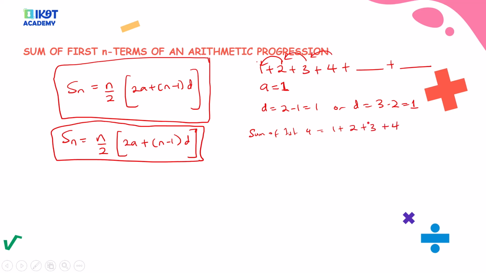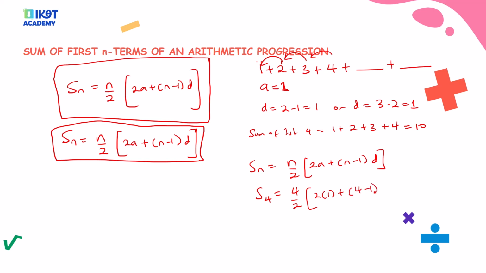But still, we can now use our formula. Sn = n/2 (2a + (n - 1)d). So we're going to find the sum of the first four, where n is 4. So here 4 over 2 into 2a, where a is 1, plus (4 - 1) times d, which is 1. So 4 divided by 2 is 2. Then 2 times 1 is 2, plus 4 minus 1 is 3 times 1. So I have 2 times 5. So you see, the sum of the first 4 terms is 10.